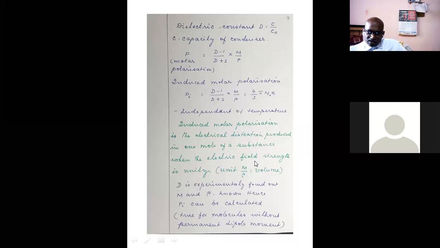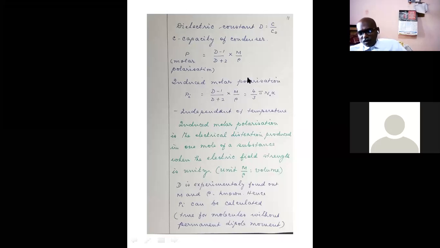The unit of molar polarization is mass by density. Density is again mass per unit volume. Therefore, the mass and mass will get cancelled, and what remains is simply the unit of volume. So the induced molar polarization has the unit of volume. The dielectric constant is found experimentally, and mass and density are known. Hence, the induced molar polarization can be calculated.